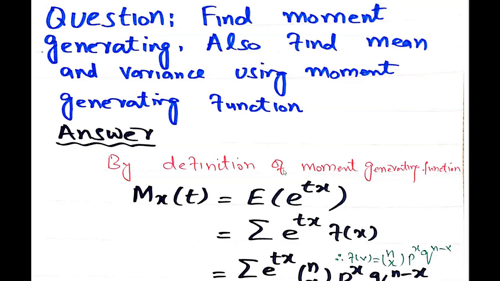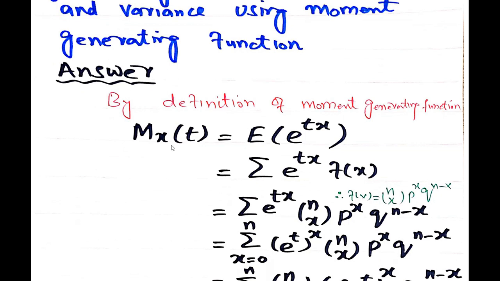In this video, we solve the question about moment generating function of binomial distribution. We also calculate mean and variance of binomial distribution from the formula of moment generating function. So now let's start. By definition of moment generating function, M_X(t), X written in subscript.